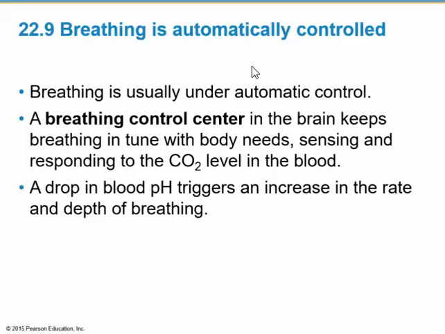All right, breathing is under control of your autonomic nervous system. There are respiratory centers in your brain. There is a breathing control center. It measures the concentration of CO2 in the blood. When CO2 level increases, there's a buildup of acid causing a drop in pH, and that signals to the brain, and the brain sends a signal to increase the rate and the depth of breathing, the amount of air you take in.